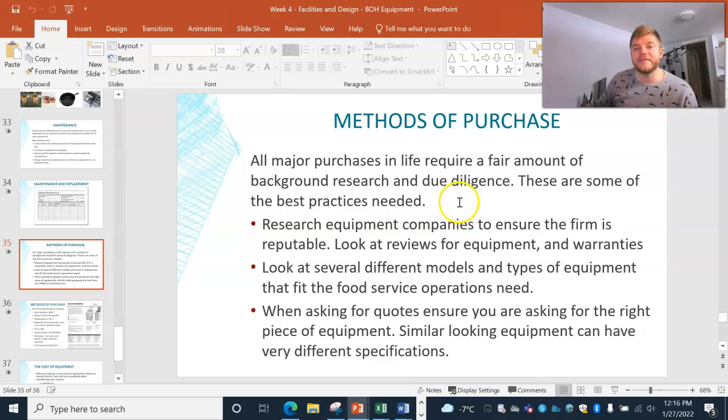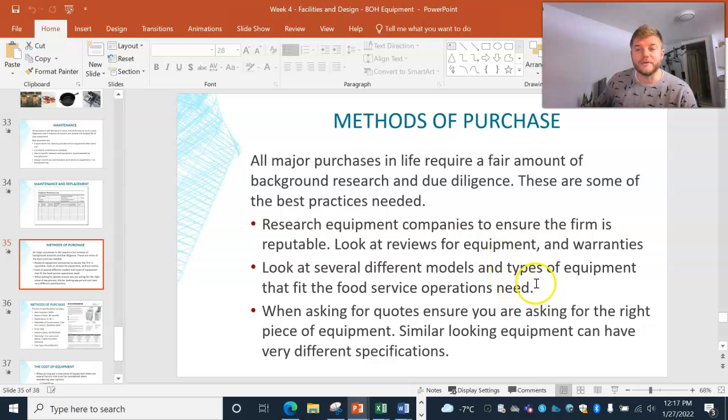How we purchase these things really requires a lot of background research. They call it due diligence, which means do your research, do your looking, make sure you get quotes. There are some best practices out there. First, you want to research companies to ensure they're reputable. Take a look at reviews of equipment. Take a look at the reviews for the warranties, for the customer service. If you want to work with a particular equipment company, great, but just check them out, because some companies are fantastic and some are not. You want to know, okay, they're the best price, but they have weak customer service. Is that going to be an issue for me?